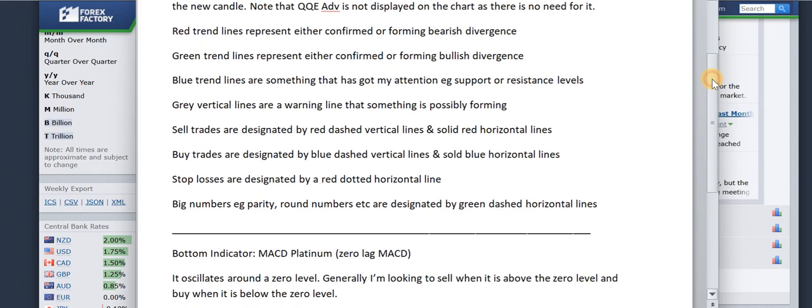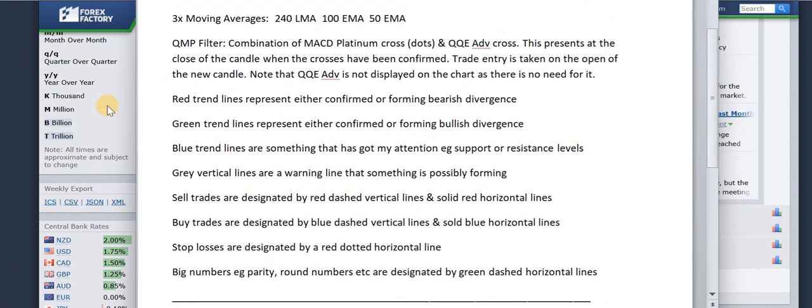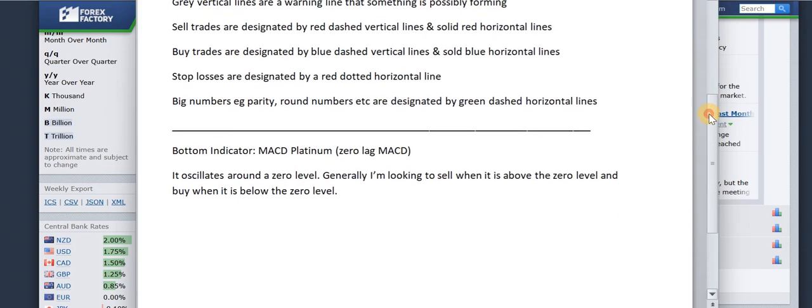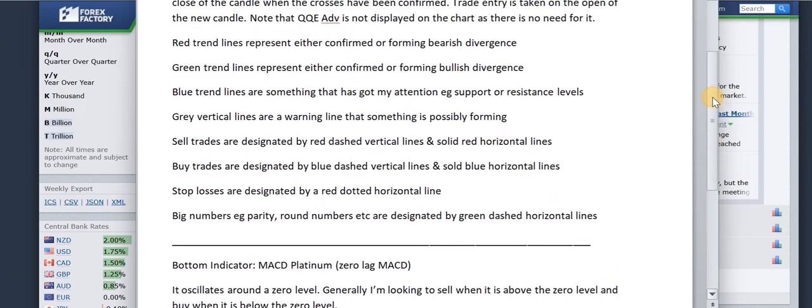We go through it all anyway, but the main indicator, other than the red and green dots on the price chart itself, which are the buy and sell signals, you've got three moving averages, and also down the bottom of the chart there's a MACD pattern, which is basically a zero lag MACD. It oscillates around a zero level, so generally I'm looking to sell when it's above the zero level and buy when it's below the zero level, so it's all pretty straightforward.